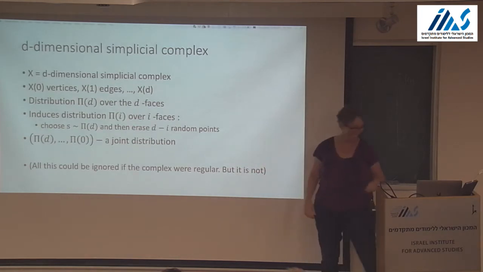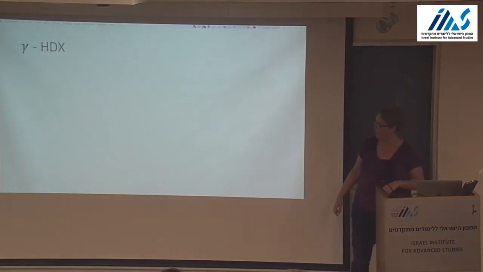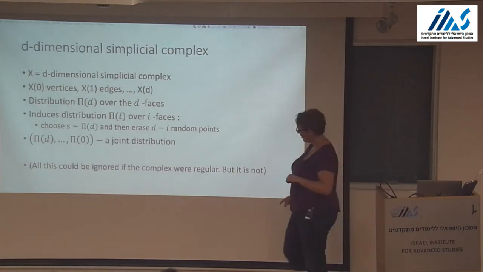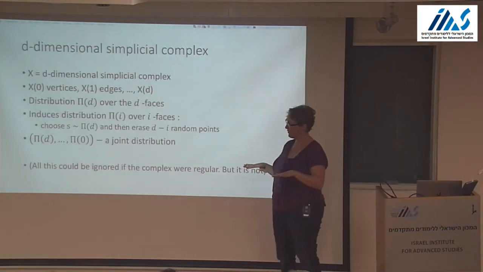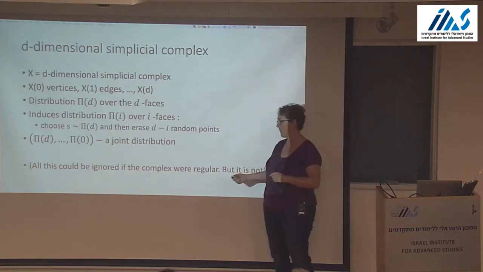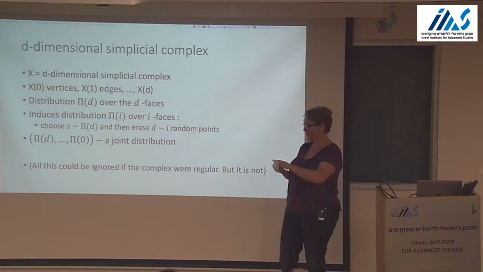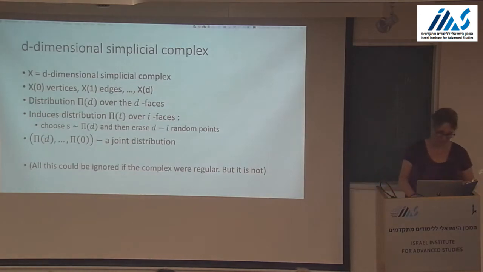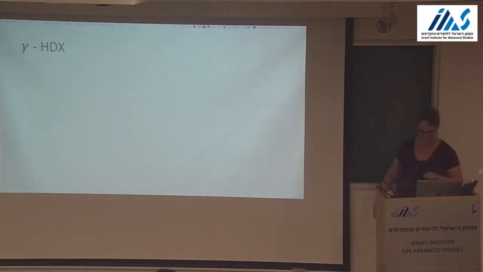Okay, so regular means, in a very strong sense, that any two faces of any dimension can be mapped to one another by an automorphism? No, much weaker, just like regular in a graph, that every face has the same number of top faces containing it. That's what I mean by regular. But we don't have such constructions, as far as I know.